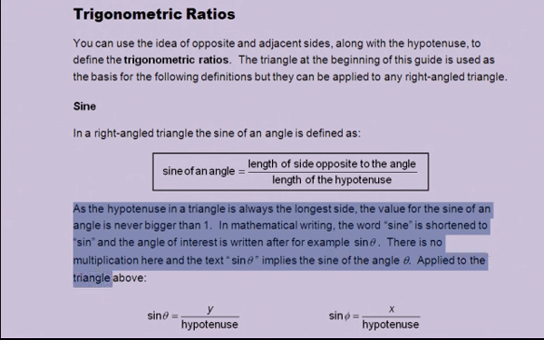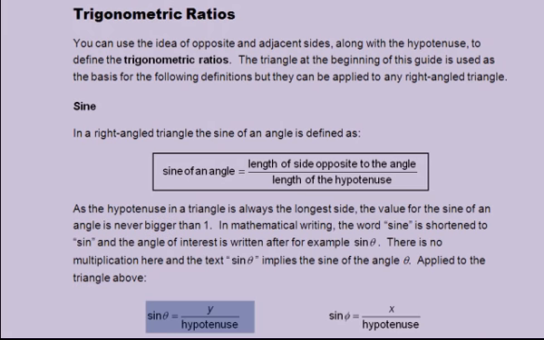Applied to the triangle above, sin theta equals y divided by hypotenuse, and sin phi equals x divided by hypotenuse.